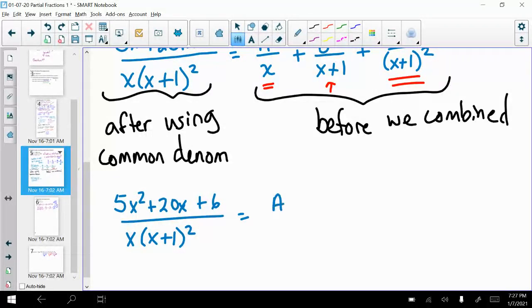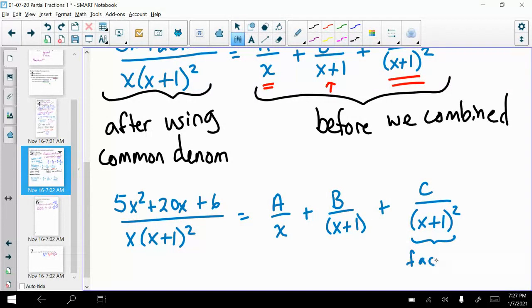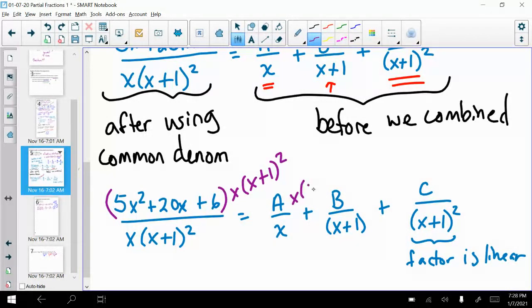And we set it up as a over x plus b over x plus 1, plus c over x plus 1 squared. If you've watched example C, you'll notice in example C we have a factor that's squared. The difference here is our factor is linear, which means our numerator can still be just a constant. So that makes our life nicer. Remember, first thing we do here is multiply both sides by that denominator so that we can start getting rid of the fractions and dealing with just our numerators.